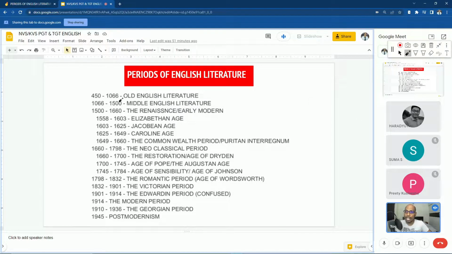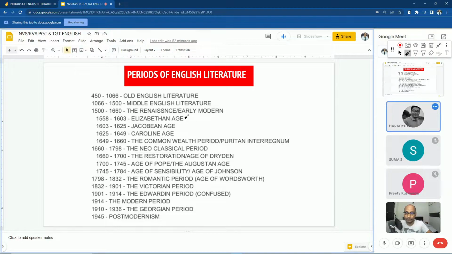450 to 1066 is known as Old English Literature. Correct, Ghosh? Yes, sir. Tell me, what is the age for Middle English Literature? It is from 1066 to 1500. Okay, then what is the Early Modern? Ghosh. Early modern, 1914. No, here it is given, see, Early Modern. 1500 to early modern. Oh, 1500 to 1660. Right.